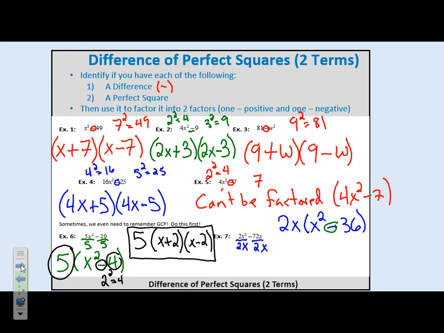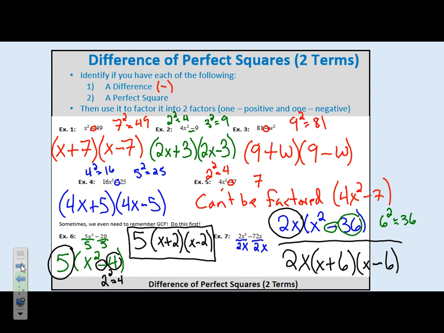Okay. Once I've done that, I can break this one down. I have subtraction. 36 is a perfect square. 6 squared equals 36. Now I'm breaking it down even more. Remember, can't forget the super annoying brother or sister. You're going to get in trouble. So that 2x is going to stay out in front. We're going to break it down into our two factors. I have x and x. One's positive, one's going to be negative. And the square root of 36 is 6. So my final answer is going to be 2x times the quantity x plus 6 times the quantity x minus 6.